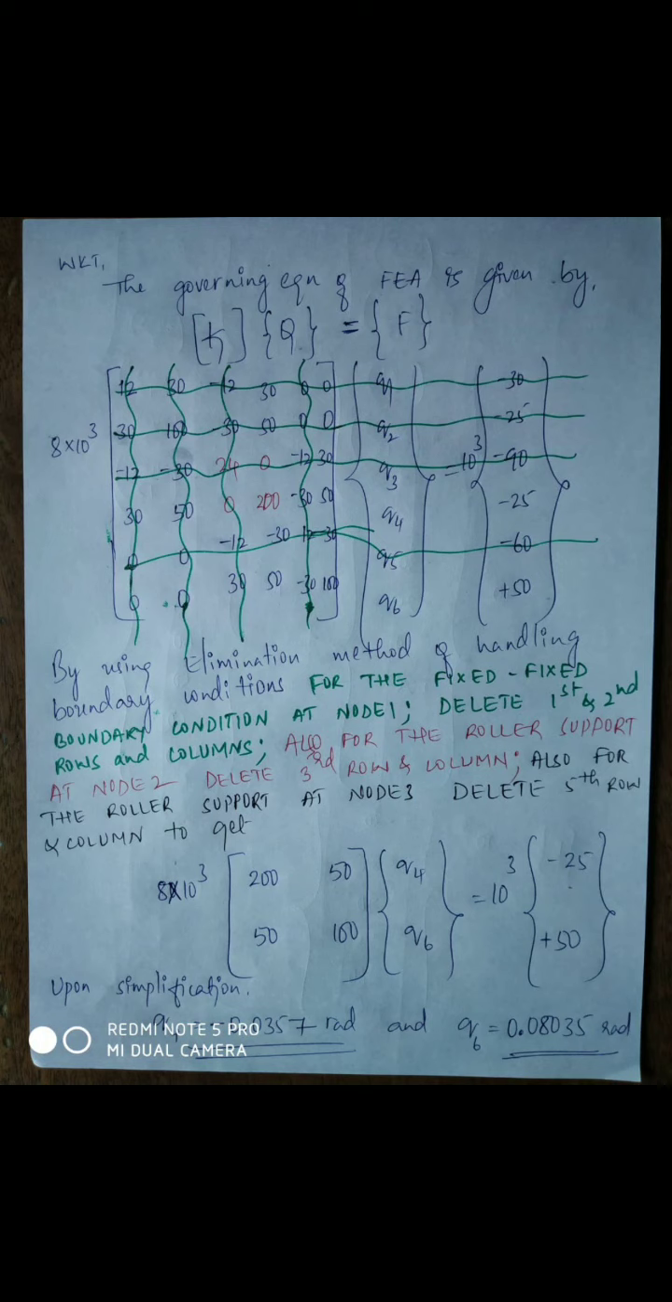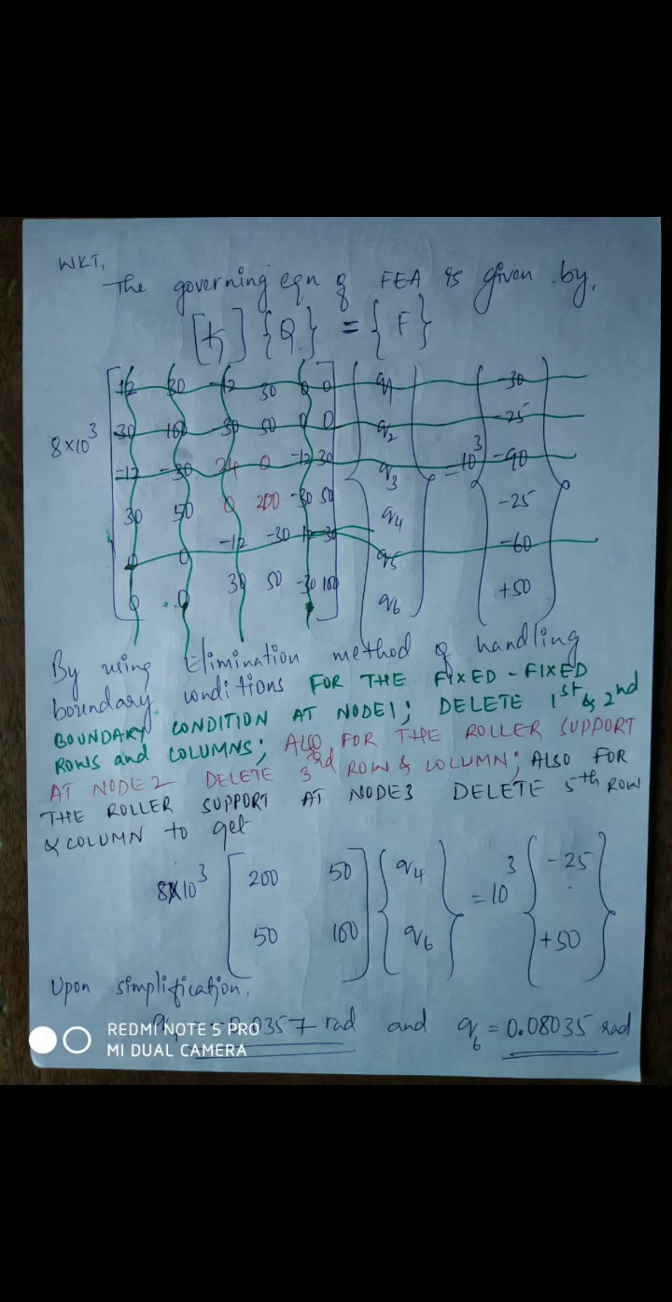Hence, after deleting the first row and first column, second row and second column due to the fixed boundary condition, third row and third column due to the roller support at node 2, and fifth row and fifth column due to the roller support at node 3, we are going to get an expression which is written as 8 × 10^3, the common factor written outside the matrix, times the matrix [250 50; 50 100] times [Q4; Q6] is equal to 10^3, the common number written outside the matrix on the RHS, times [-25; 50].